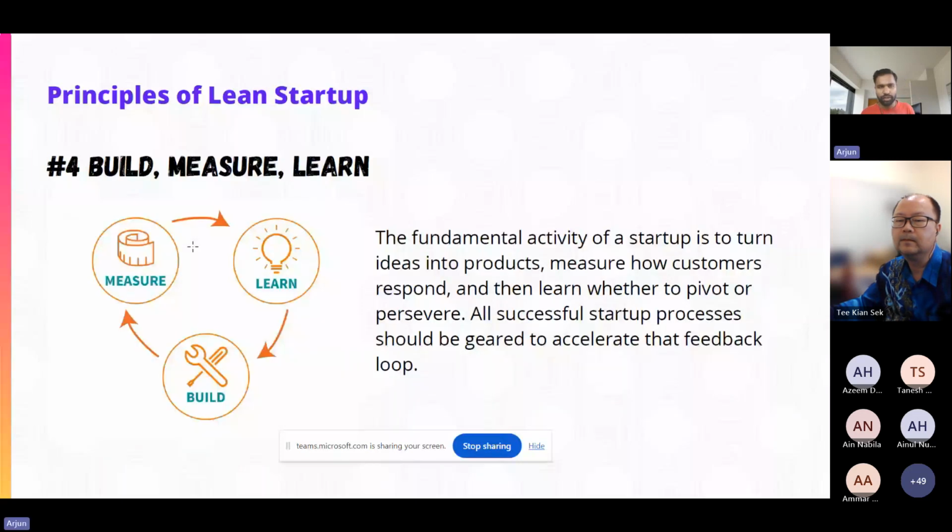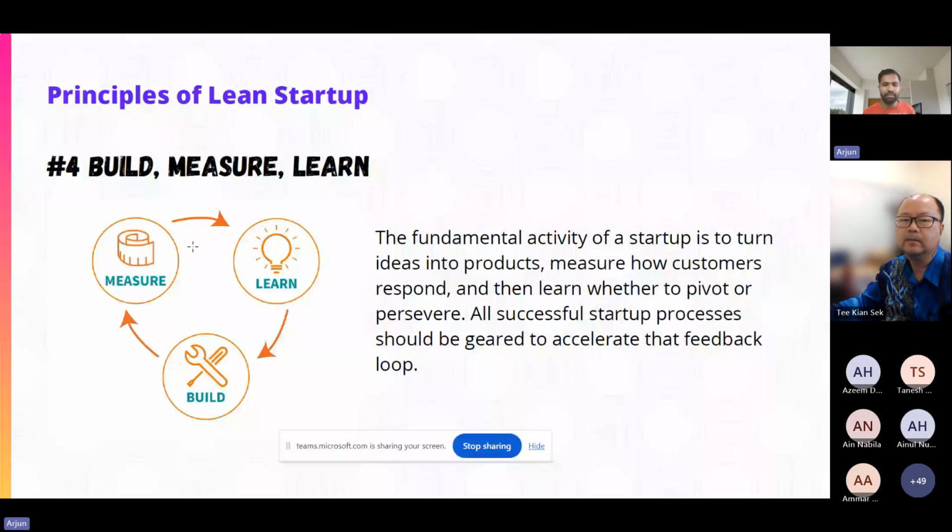So these are the most important principles of the lean startup. Entrepreneurs are everywhere. Entrepreneurship is management. Entrepreneurship is experimentation.